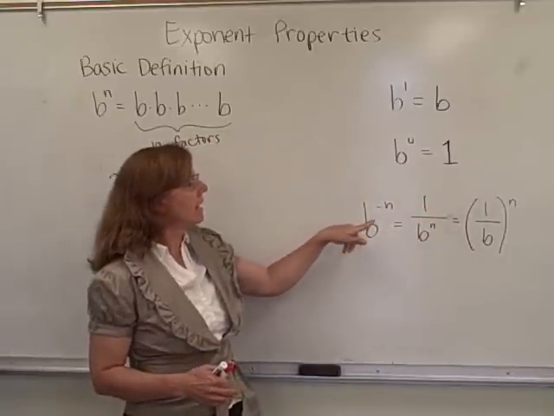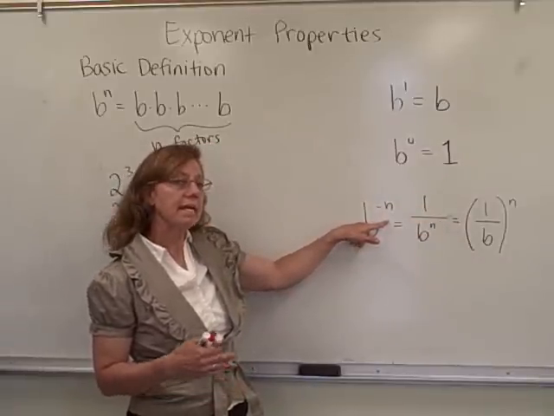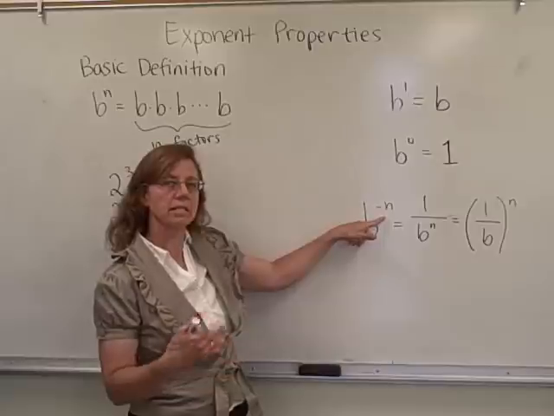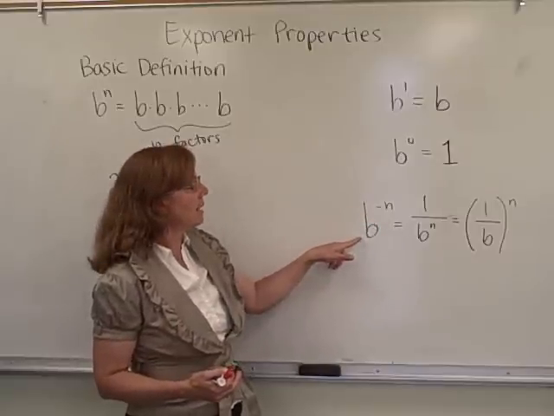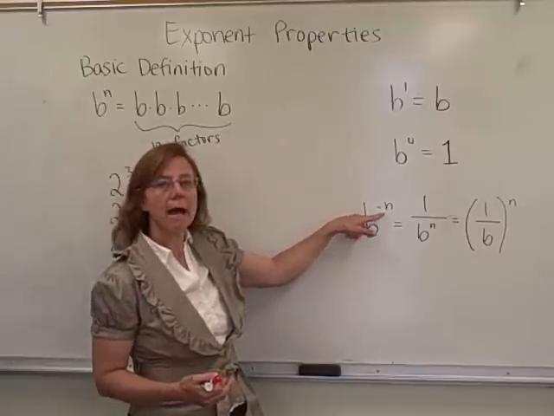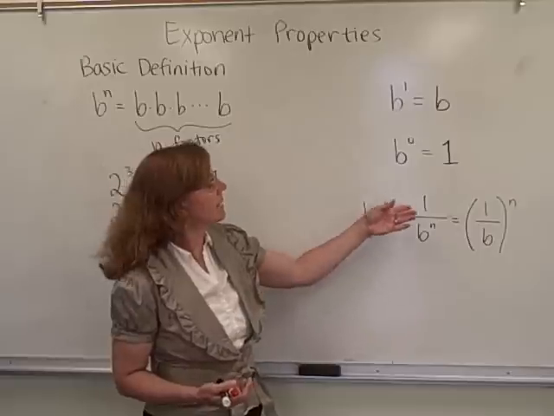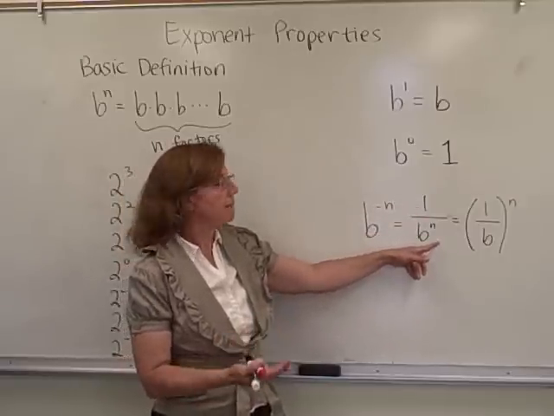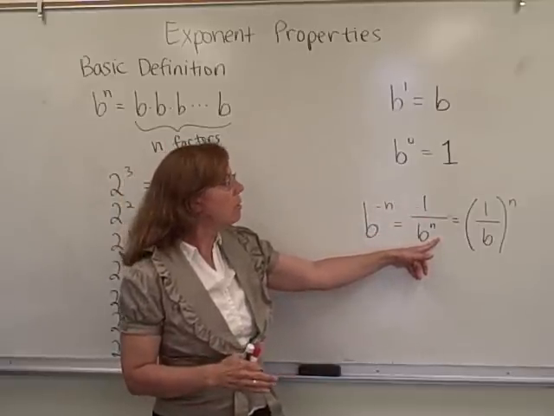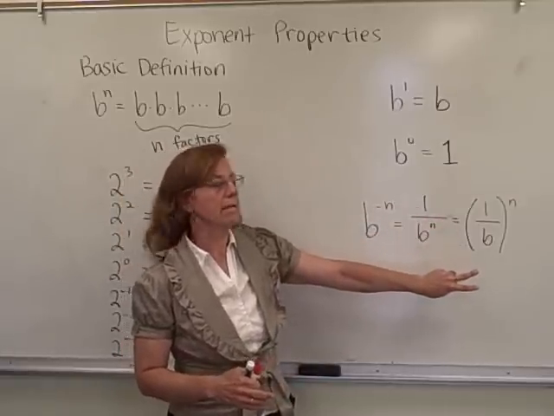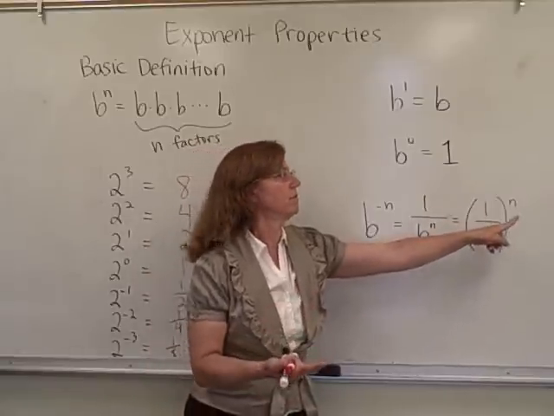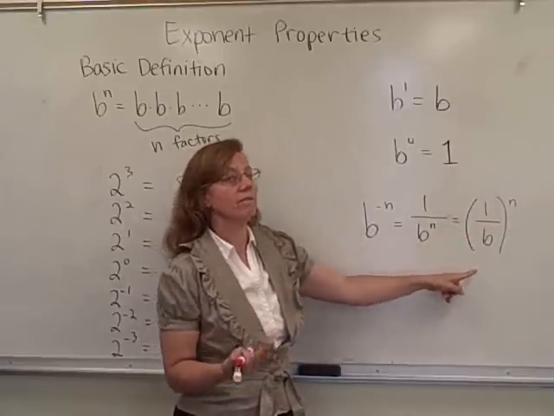And then finally, a negative exponent, if n again is a natural number, a positive counting number, then b to a negative power is a reciprocal. So it means 1 over b to the positive exponent, or it could mean the reciprocal of the base itself, 1 over b, to the power. Notice that these two are equivalent algebraically.